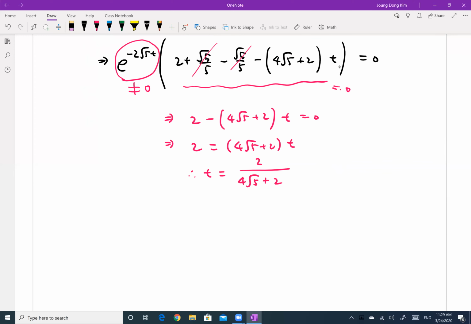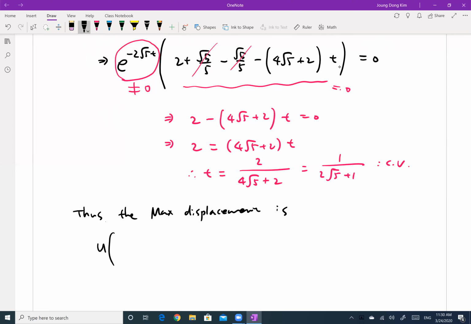Okay, give me 1 second. Let me simplify a little bit more. 1 over, now it is correct. Perfect one. Okay, then we can say by the checking, the maximum value of displacement is u of 1 over 2√5 plus 1. Okay, just plug this critical value back into your displacement function, which is u, and when you plug it back, it is approximately 0.24 meter. Okay, or 24 centimeter.